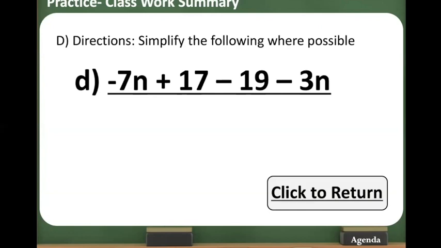Okay, are we ready? Let's go to our first step. First step, collecting like terms.